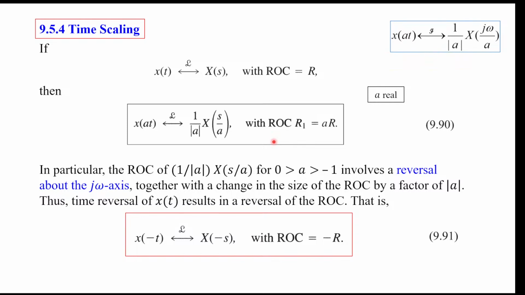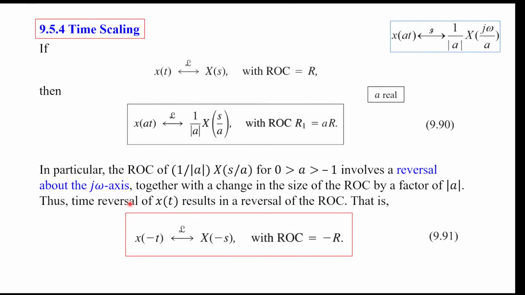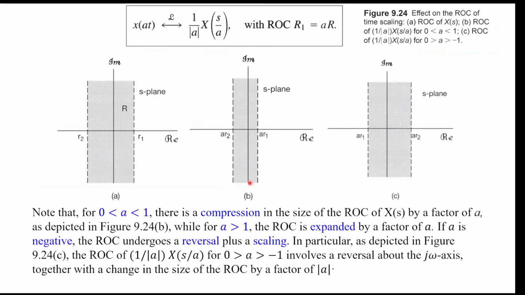So if a is between 0 and 1, then this aR2 and aR1 will be smaller than R2 and R1, so we'll compress the ROC. And it makes sense because when a is less than 1, the time domain signal is stretched out, and the frequency domain or s domain signal gets compressed in.